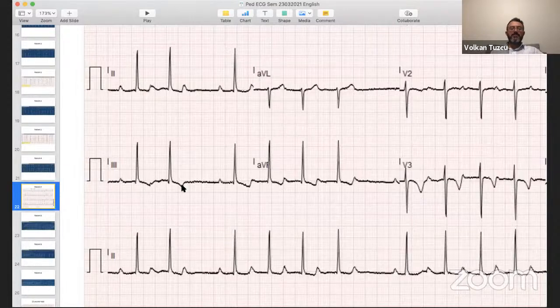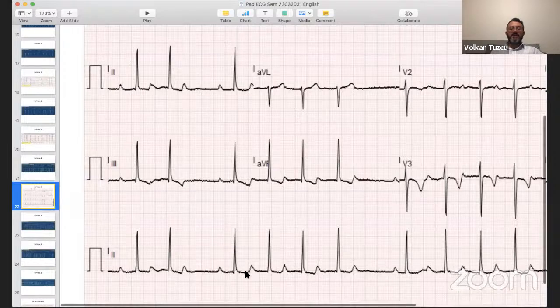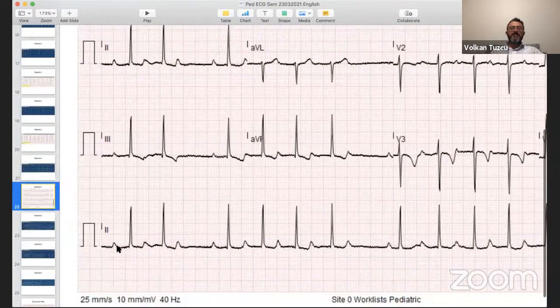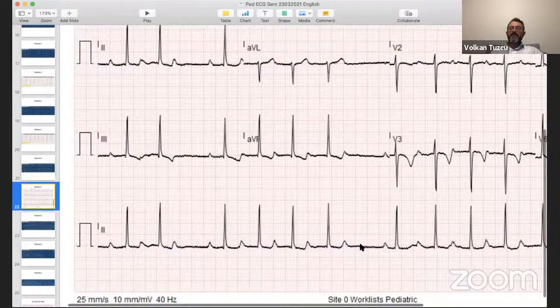Hard to say for sure, but likely that these are short runs of atrial tachycardia. Regardless, what you see here is that it's leading to a Wenckebach type behavior. So most likely what's happening here is you have sinus and a short run of atrial tachycardia, but not very fast, and one is blocked, okay?